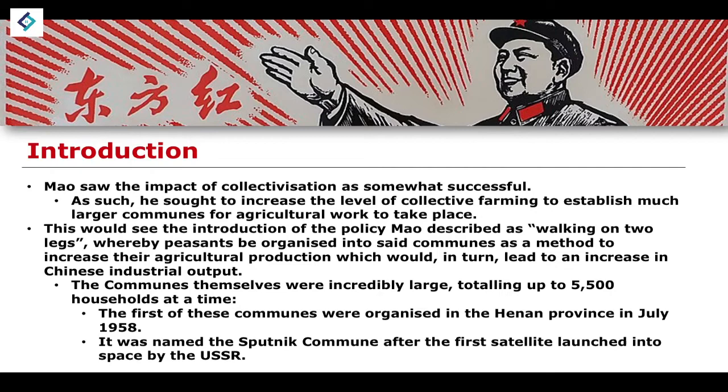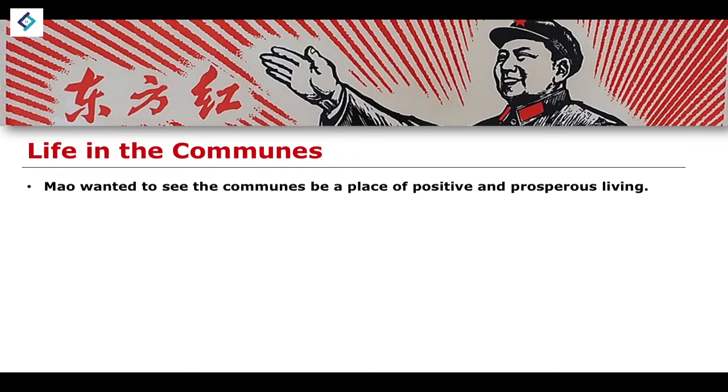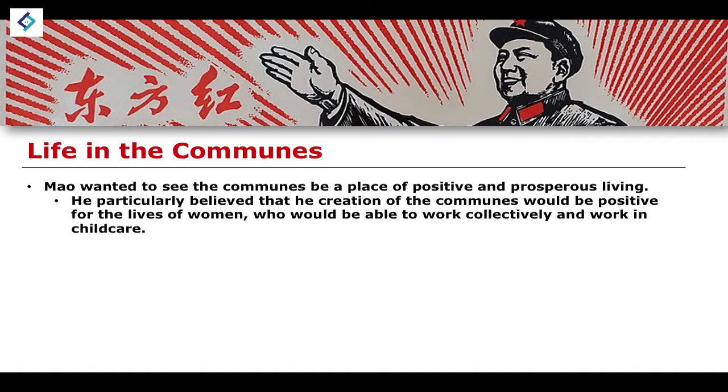When it comes to life within the communes, it should be noted that Mao wanted to see the communes to be a place of prosperous living and positive energy, essentially. He particularly believed that the creation of the communes would be positive for the lives of women, who would be able to work collectively and work specifically when it came to the raising of children, while men would work on the farms and work in agricultural production. That is what Mao suggested and Mao thought would be the case with the creation of the people's communes.